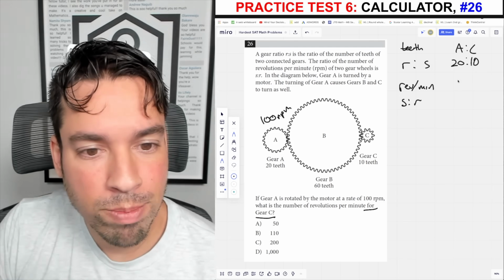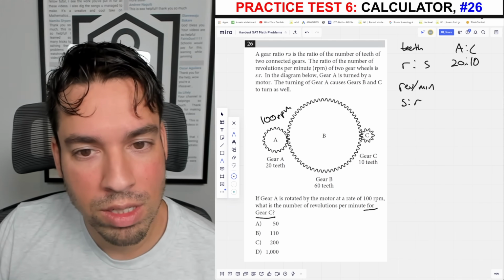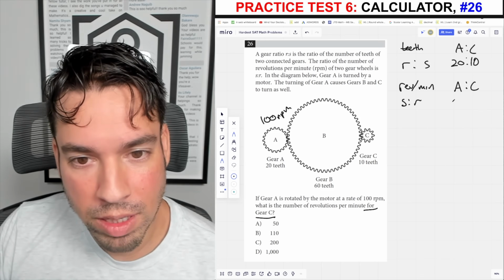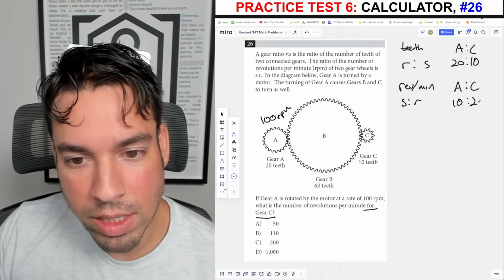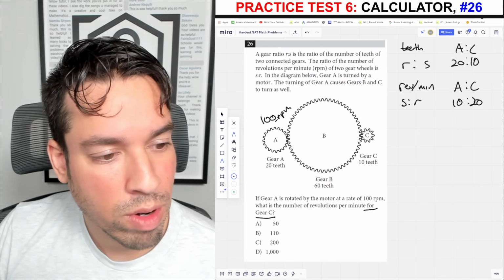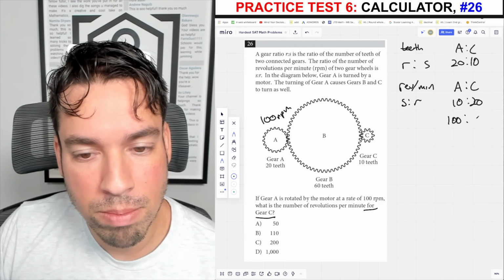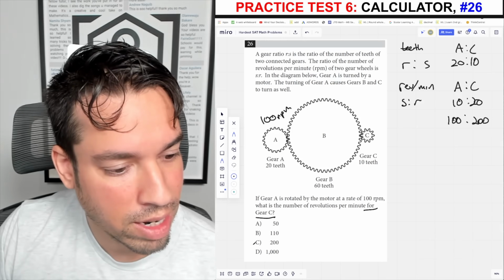Great. Which means that the ratios of the revolutions per minute of each one is the inverse of that, which is simply going to be 10 to 20. Okay, very interesting. Well, now if I know that the revolutions per minute of gear A is 100, then C is simply going to be 200, and that's it.